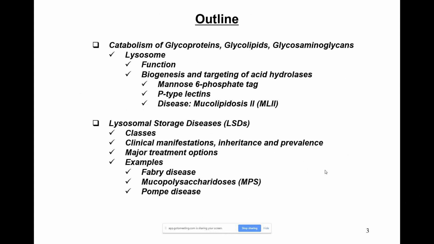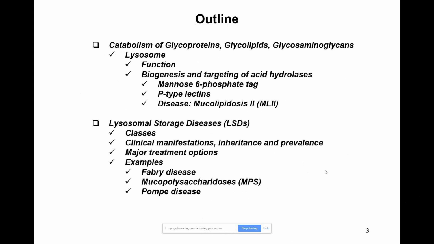I'll give you some background about the lysosome, what its function is, how it's generated. We'll talk about how these hydrolytic enzymes, these acid hydrolases, actually get delivered to the lysosome, and we'll see that they acquire a unique carbohydrate tag and are recognized by lectins, and you've already been introduced to lectins in the course. We'll also see that if this process is disrupted, it results in a disease called mucolipidosis 2.